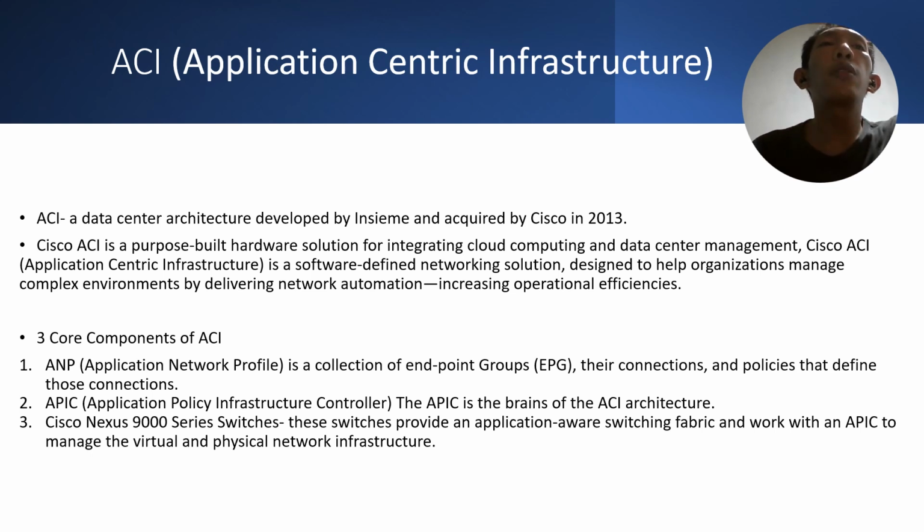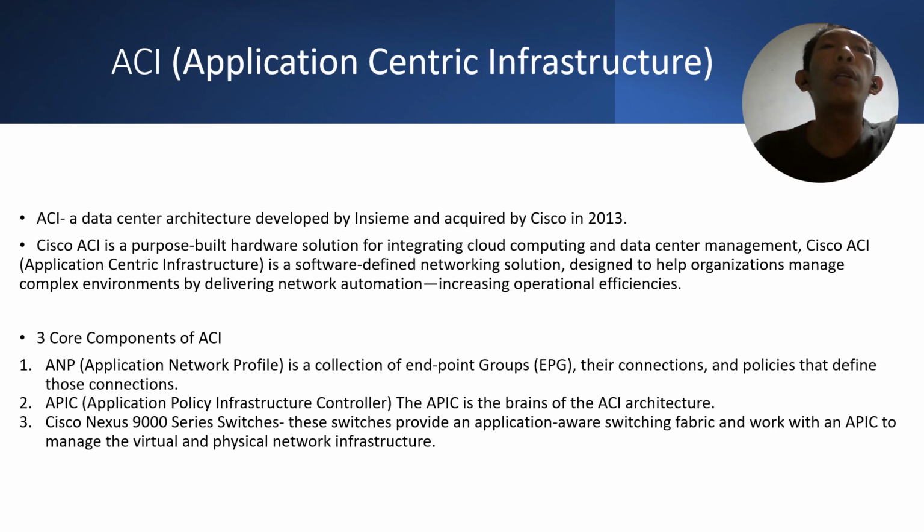ACI is a data center architecture developed by Insieme and acquired by Cisco in 2013. Cisco ACI is a purpose-built hardware solution for integrating cloud computing and data center management. Cisco ACI, Application Centric Infrastructure, is a software-defined networking solution designed to help organizations manage complex environments by delivering network automation and increasing operational efficiency. Three core components of ACI: ANP, or Application Network Profile, is a collection of endpoint groups, or EPGs, their connections, and policies that define those connections.